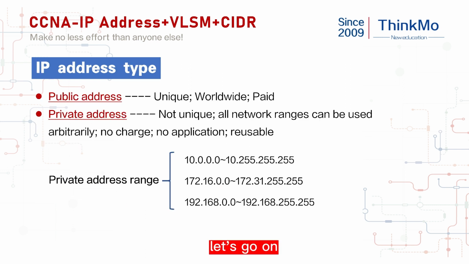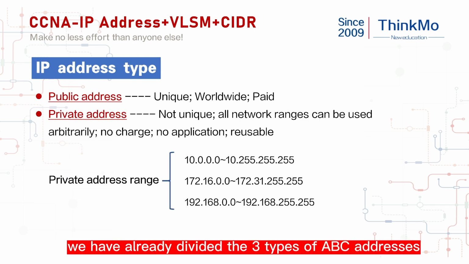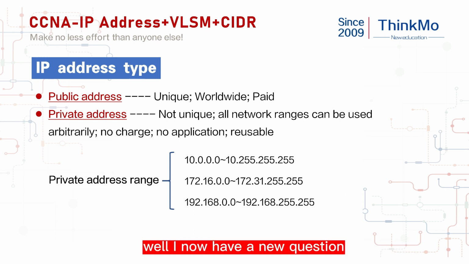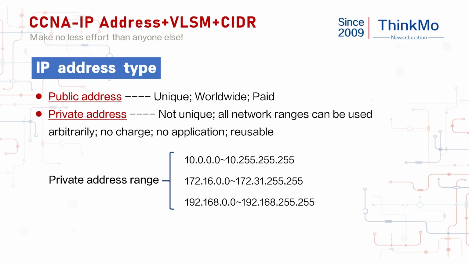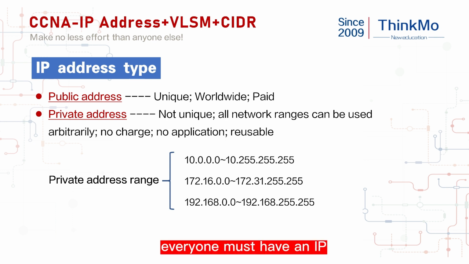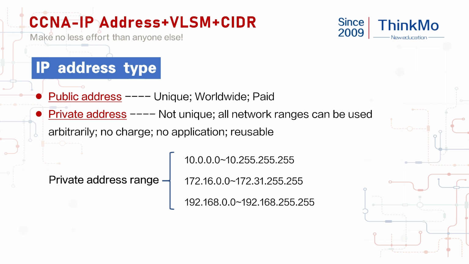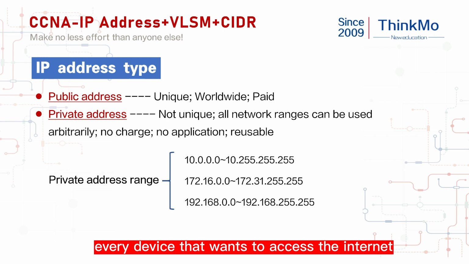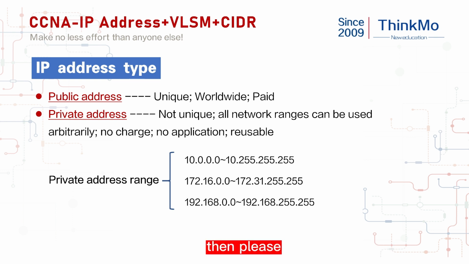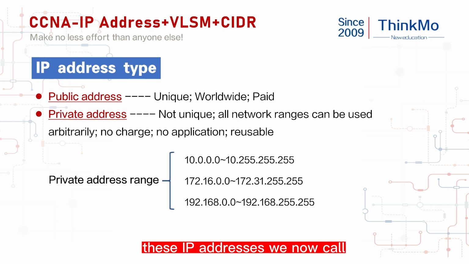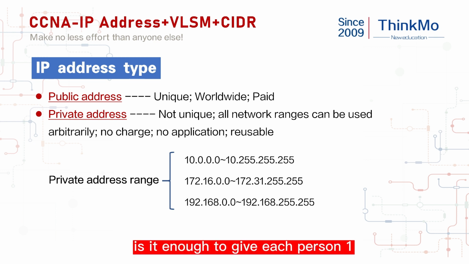Okay. Let's go on. We have already divided the three types of ABC addresses. Well, I now have a new question. If I were to assign an address to all the devices in the world, by reason, everyone must have an IP, because if there is no IP, data packets cannot be encapsulated and you can't get online. Every device that wants to access the internet must have an IP. Then please think: is it enough to give each person one of these IP addresses?